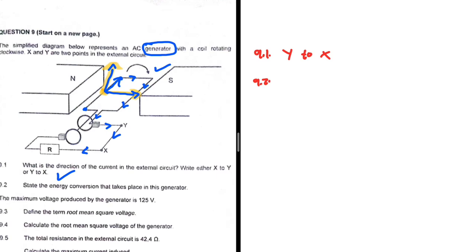And then 9.2, state the energy conversion that takes place in this generator. In a generator, we convert mechanical energy to electrical energy. We have mechanical to electrical energy. That is 9.2. And then in 9.3, the maximum voltage produced by the generator is 125 volts. Now the first question, define the term root mean square voltage.